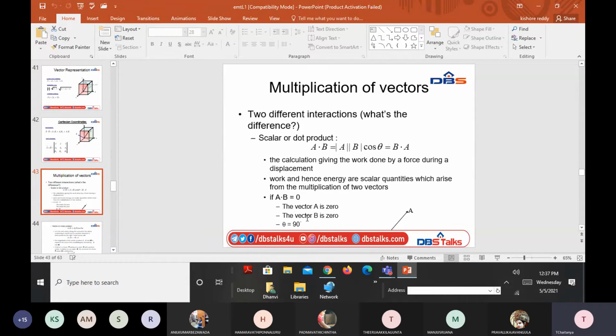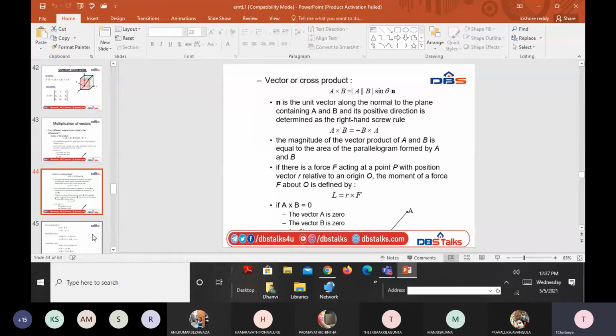You recognize that if the dot product between the two vectors is 0, then either one of the vectors is 0, or the angle between the two vectors is 90 degrees. In those cases only, the dot product of two vectors becomes 0. Now the same vectors can be considered in a cross product or curl of a vector. A cross B equals A B sin theta, where A is the magnitude of vector A and B is the magnitude of vector B. So here A cross B is equal to minus B cross A.